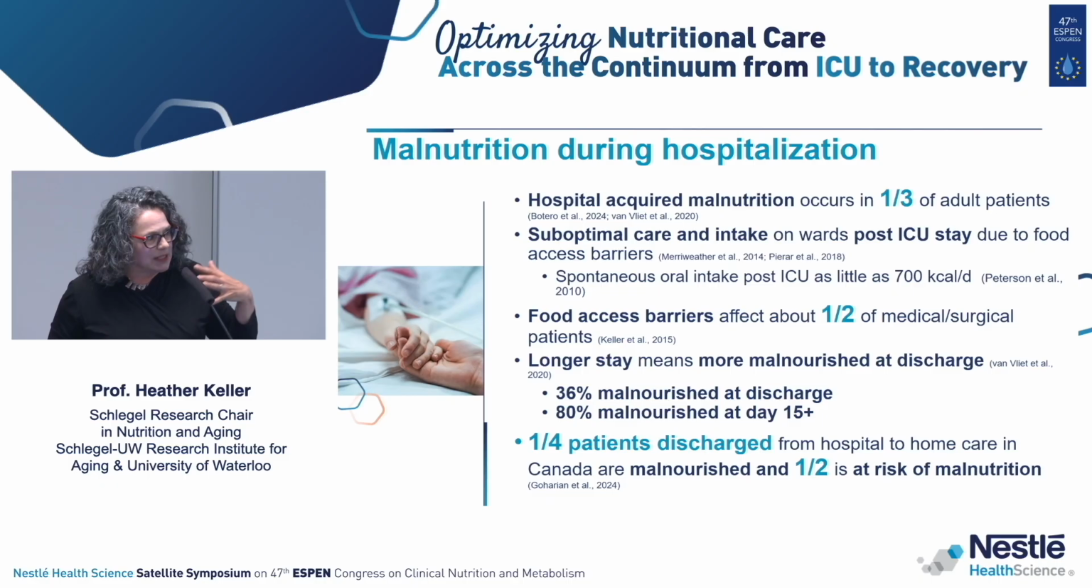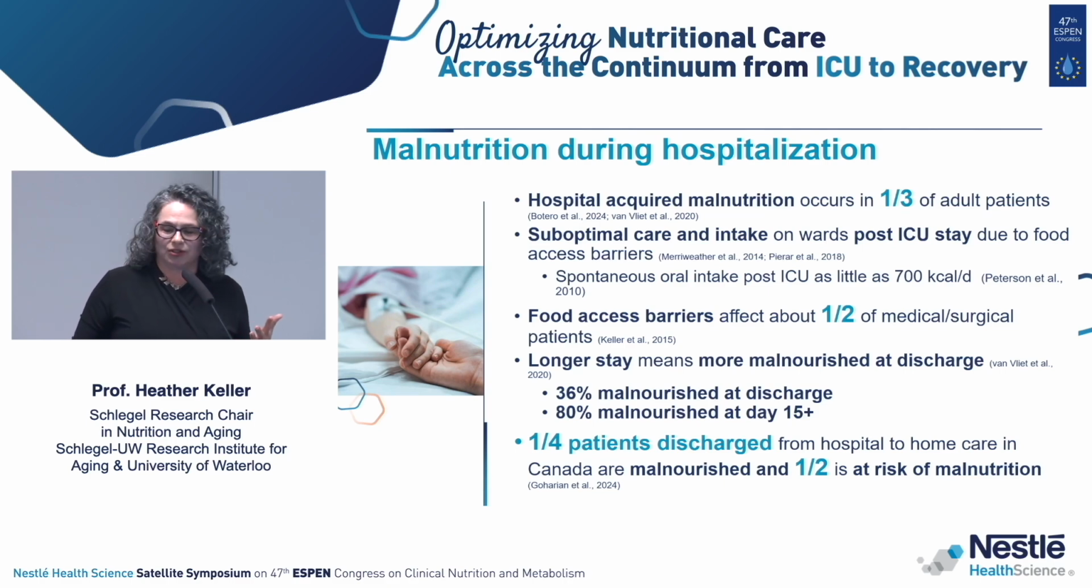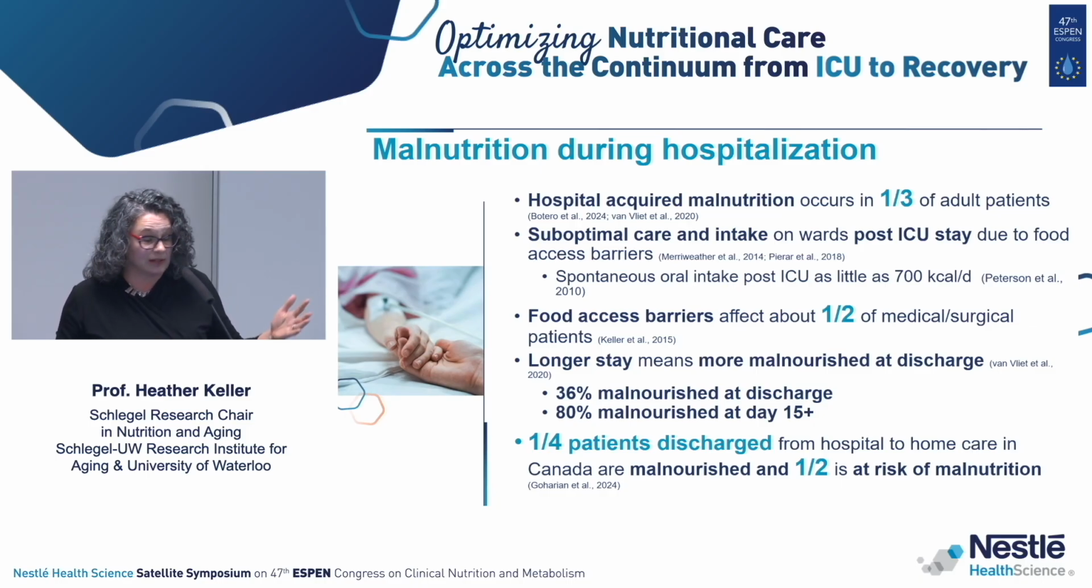We also know from some of the work that has already been presented today, and perhaps other things you've seen at this conference and before, that we are not always able to address fully the malnutrition. We may be even causing some of the problem, right? So hospital-acquired malnutrition occurs in about a third of adult patients in general and surgical wards in the world. Suboptimal care and intake on wards post-ICU stay is due to food access barriers, including some of the work that was just presented.